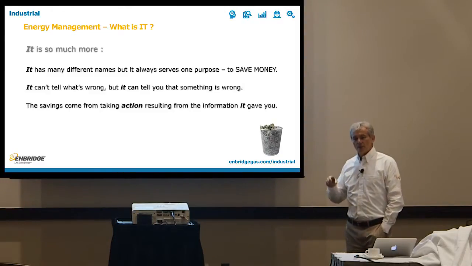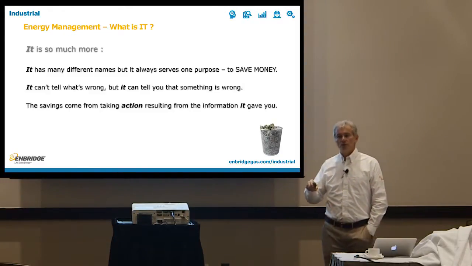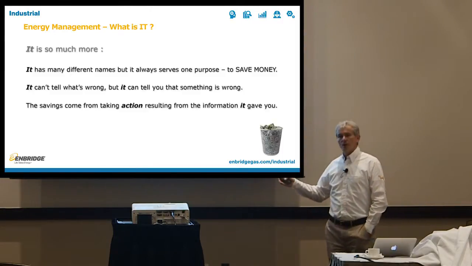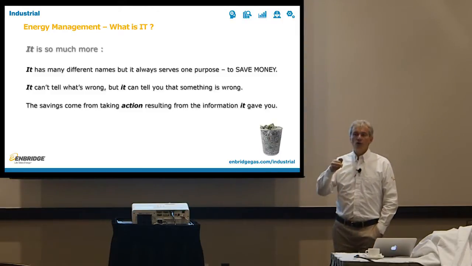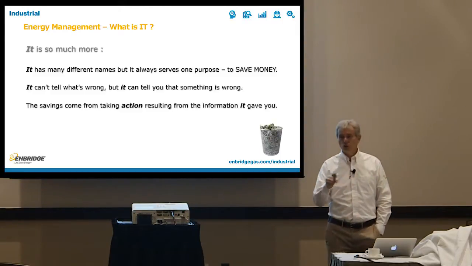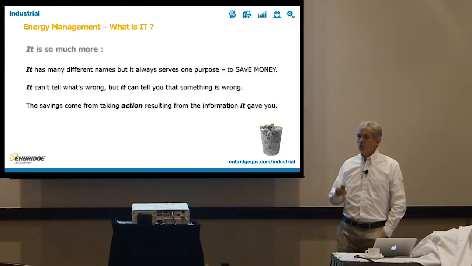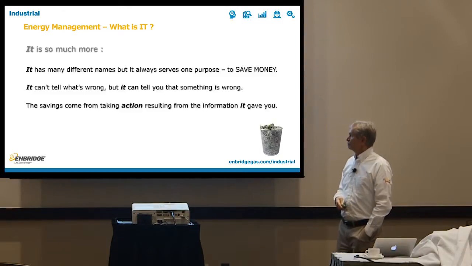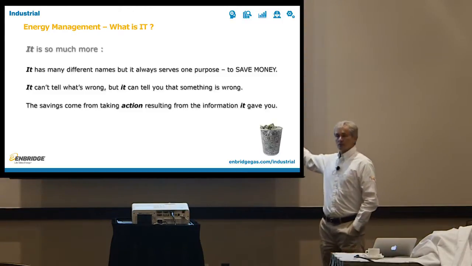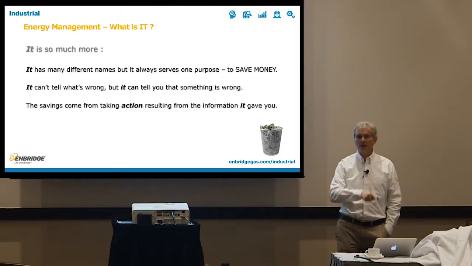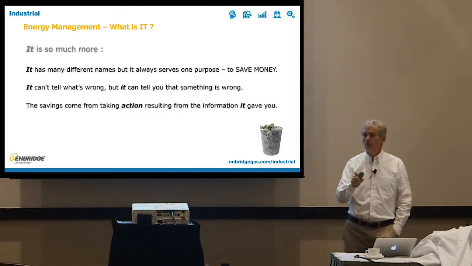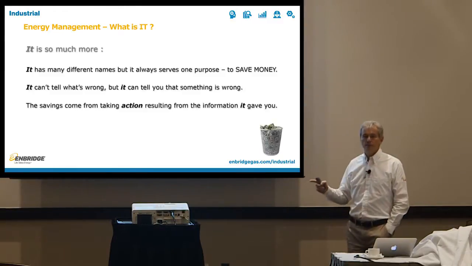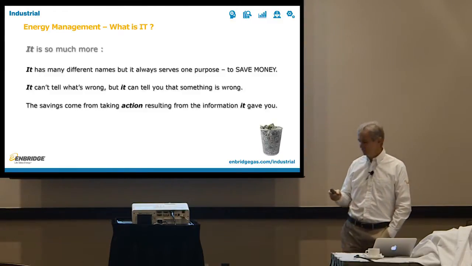Another thing is that people tend to install an energy management information system, meaning meters and computers, and they think it's going to solve all their problems. Those are only going to tell you that you have a problem. They will not solve it for you. So don't start with unreasonable expectations. The savings, and there are always savings, come from the action you take based on the information you were given. No action, no savings, no matter how fancy your system is.